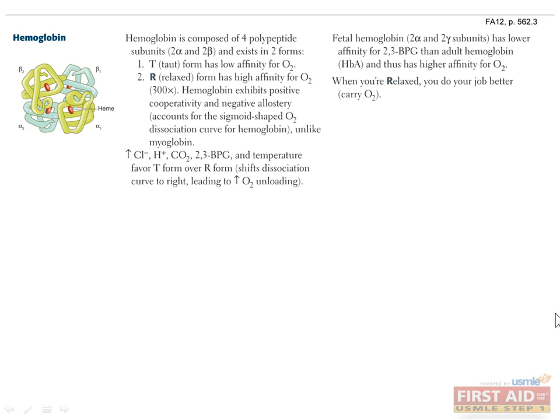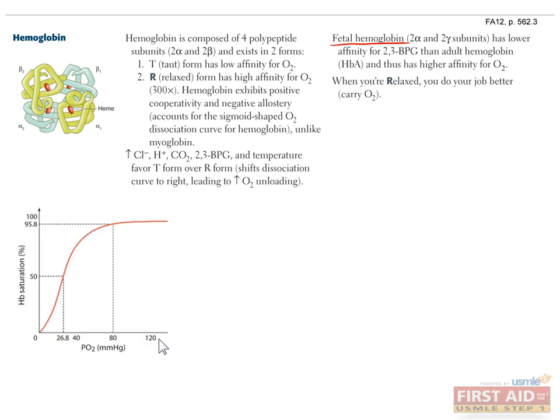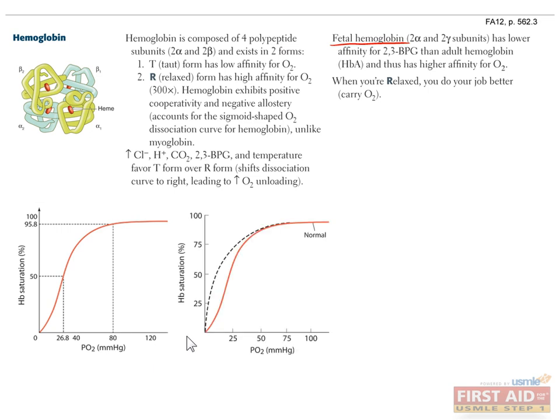Finally, a quick word about fetal hemoglobin. Fetal hemoglobin is composed of 2 alpha and 2 gamma subunits rather than beta, which you see in adult hemoglobin. And this has a higher affinity for oxygen than adult hemoglobin. So here is the classic hemoglobin dissociation curve. And here you can see the difference in the oxygen saturation curves, where the fetal hemoglobin curve is left shifted.